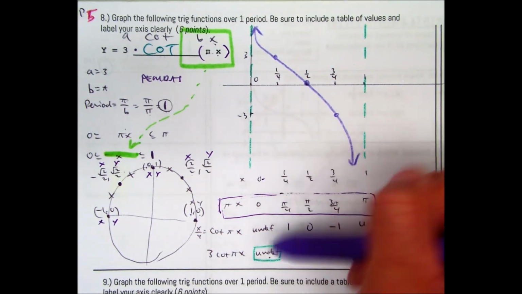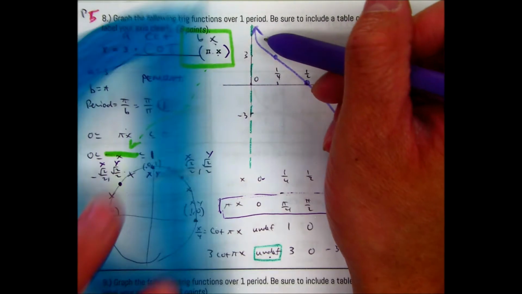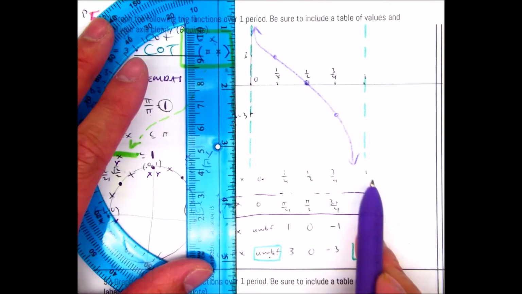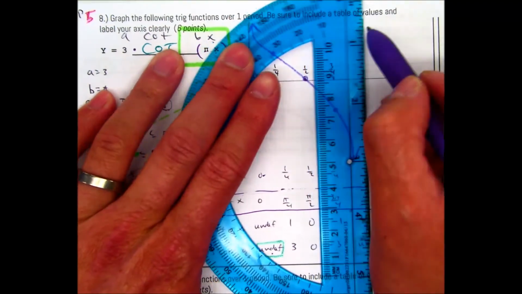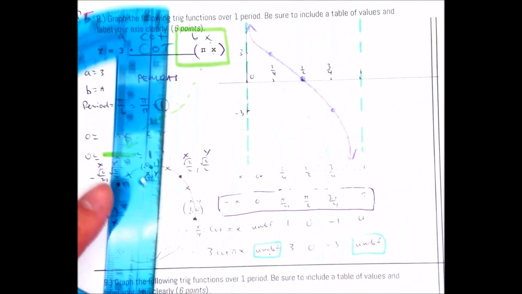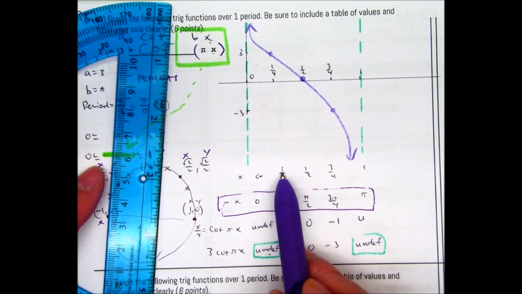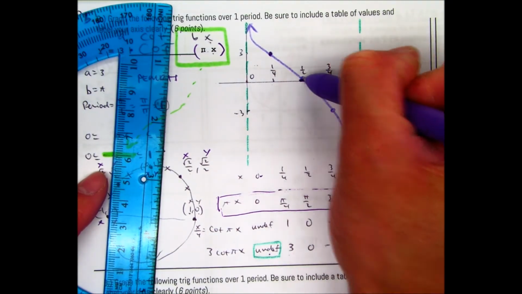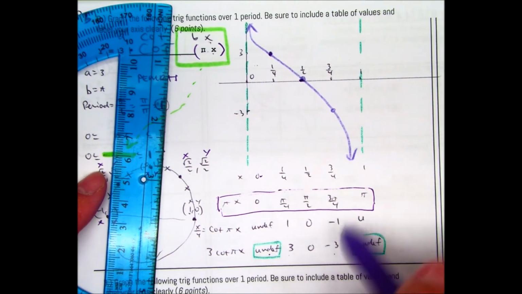At 0, I'm going to graph my undefined with my ruler. And at 1, I'm also going to put undefined. That's the dashed line, the asymptote. And at 1/4, I'm going to graph 3. At 1/2 is 0. And 3/4 is negative 3.